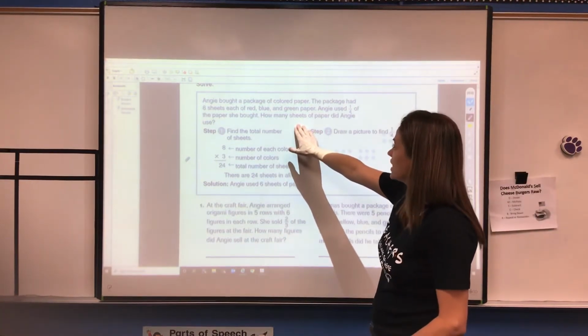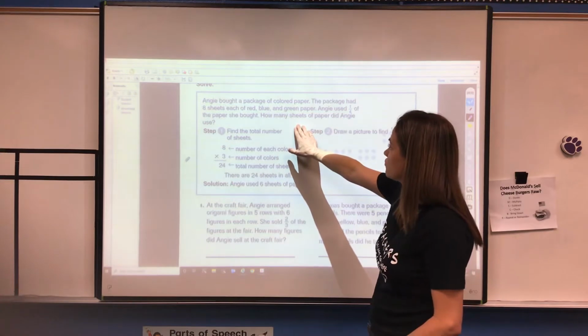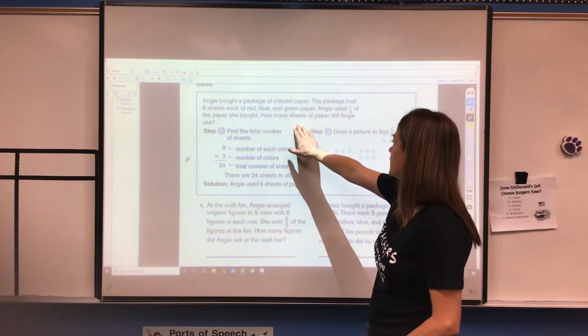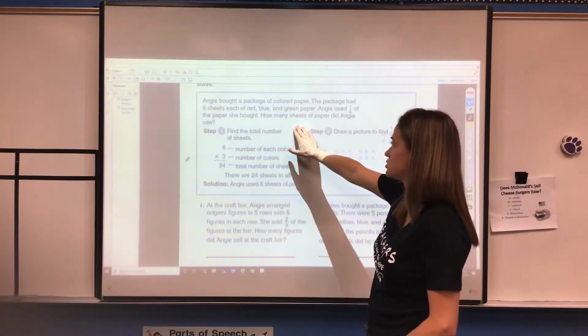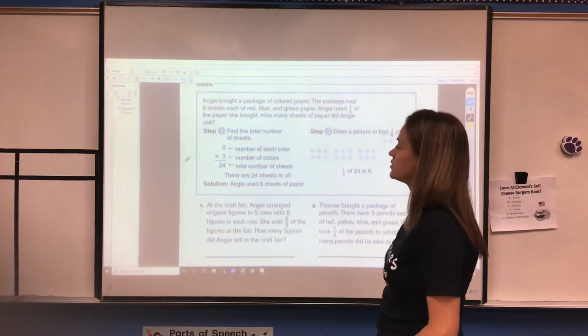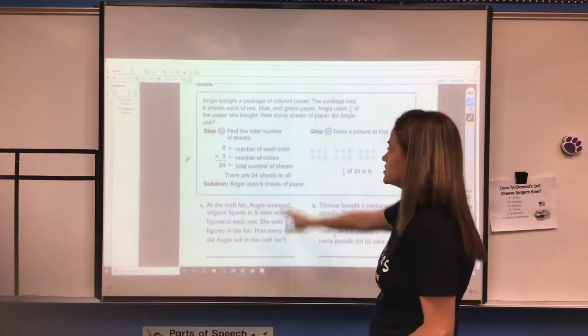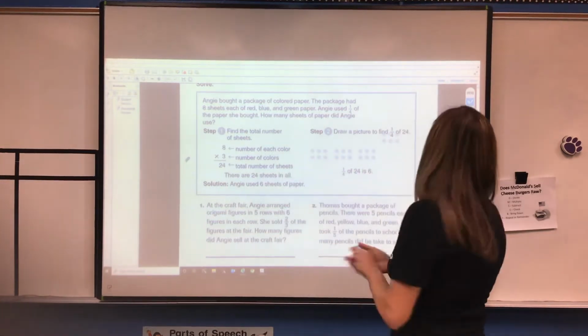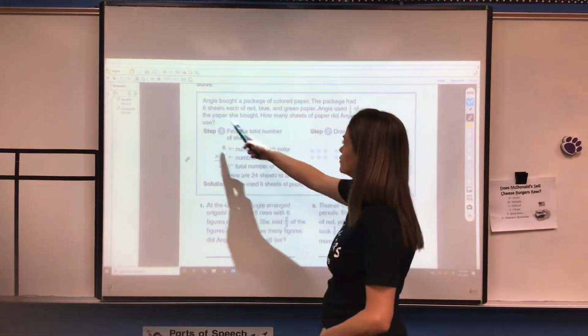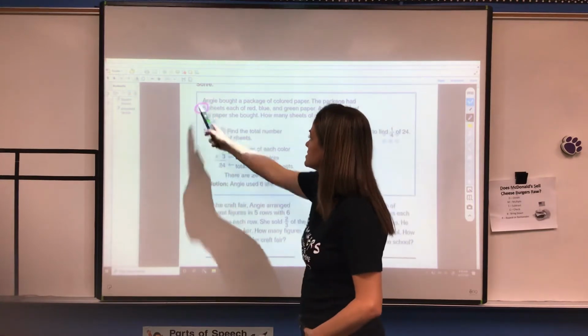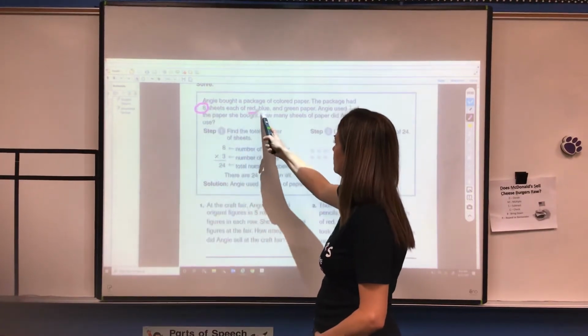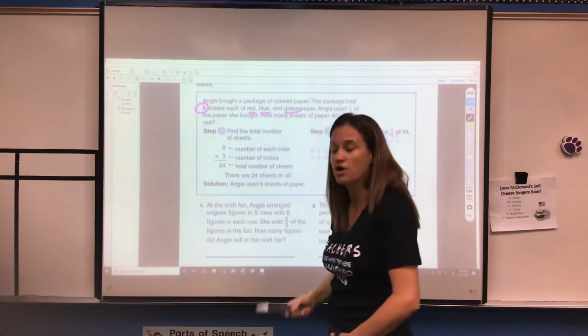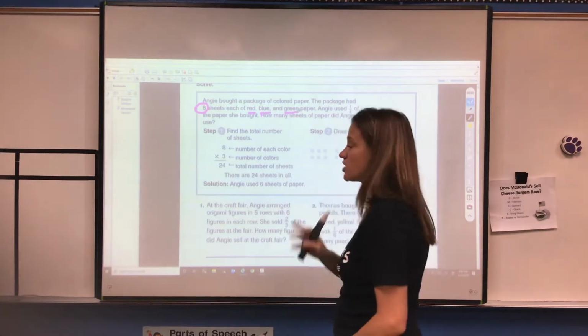The package had 8 sheets each of red, blue, and green paper. Angie used 1/4 of the paper she bought. How many sheets of paper did Angie use? So they tell you the first step is to find the total number of sheets. And one way they did this is, although she bought 8 sheets, she bought red, blue, and white. So she bought a total of 3 different types of colored paper.